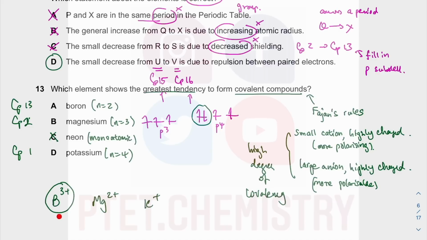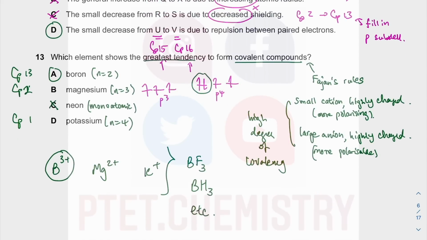And it will be the most polarizing among all these three remaining options, and therefore, based on Fajan's rule, it will be the one that has greater tendency to form covalent compounds. And in fact, you will know that they do actually form covalent compounds: BF3, BH3, BCl3, etc. So we don't really think of them as being ionic, as a result of them being very polarizing if they do exist as cation. Therefore, they will tend to form covalent compounds despite them being in group 13. Alright?